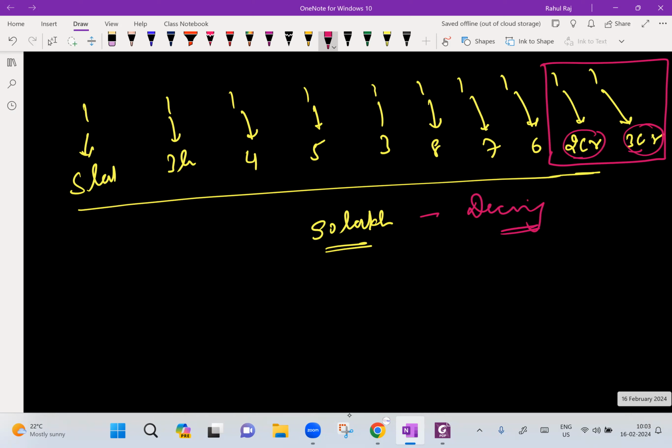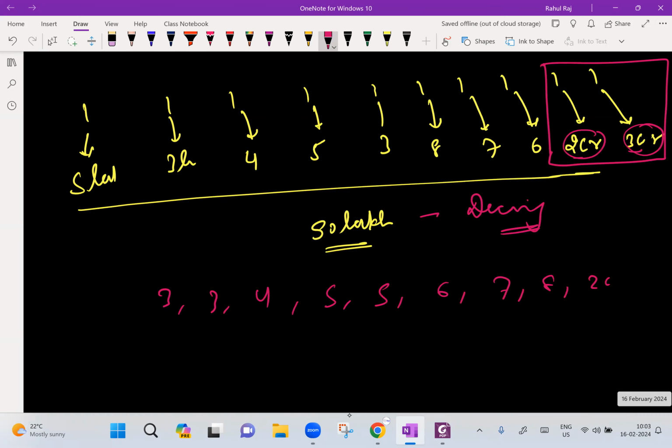But median shows the actual statistics. Median means the middle value. Your job is to arrange them all in order, and the median is the midpoint. Imagine if I arrange this: 3 lakhs, 3 lakhs, 4, 5, 6, 7, 8, and then 2 CR and 3 CR.